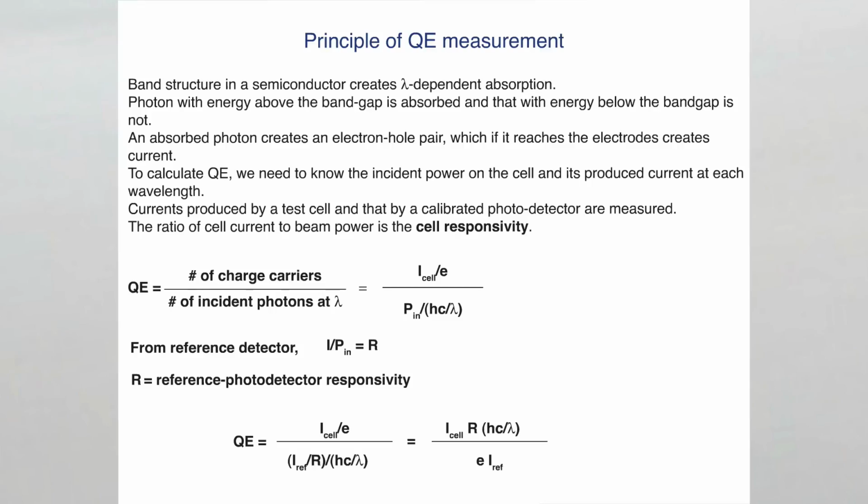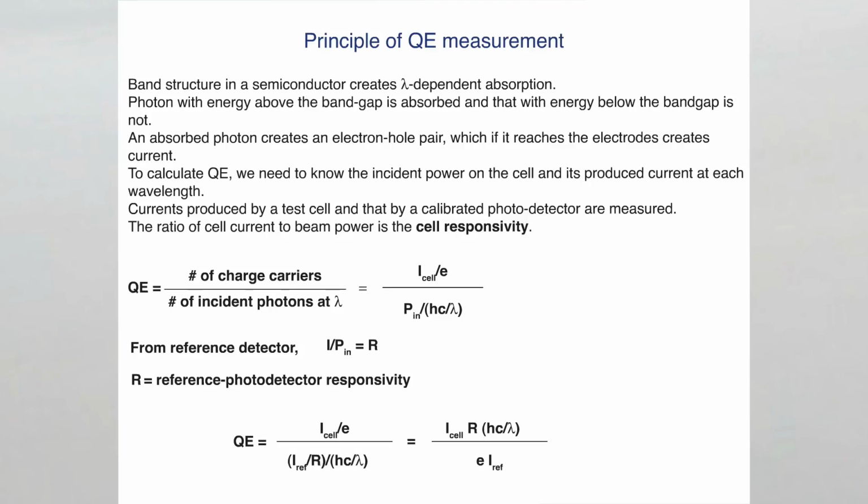QE is the ratio of the number of charge carriers created divided by the number of incident photons at a given wavelength. So QE is a function of wavelength, as we saw in the last slide. The number of charge carriers is the current divided by the electronic charge. The number of incident photons is the incident power divided by the energy of the photon. P is, of course, the incident power at that wavelength.